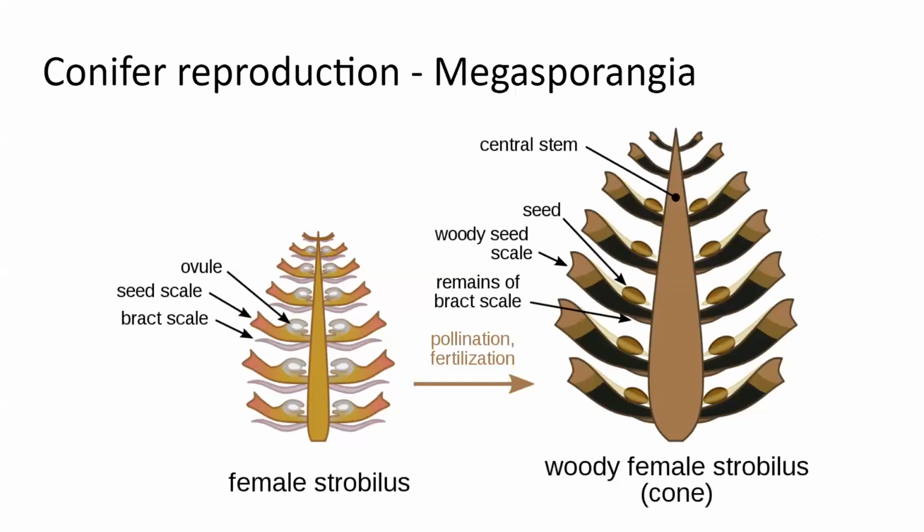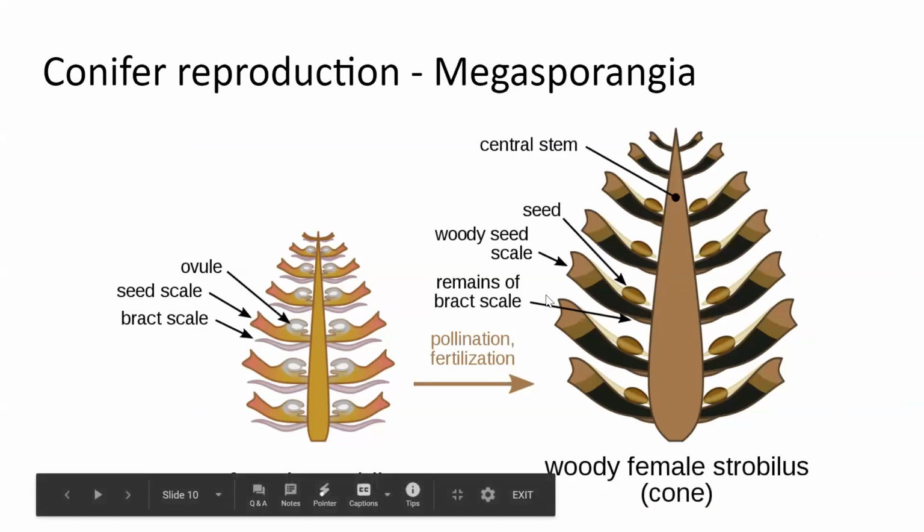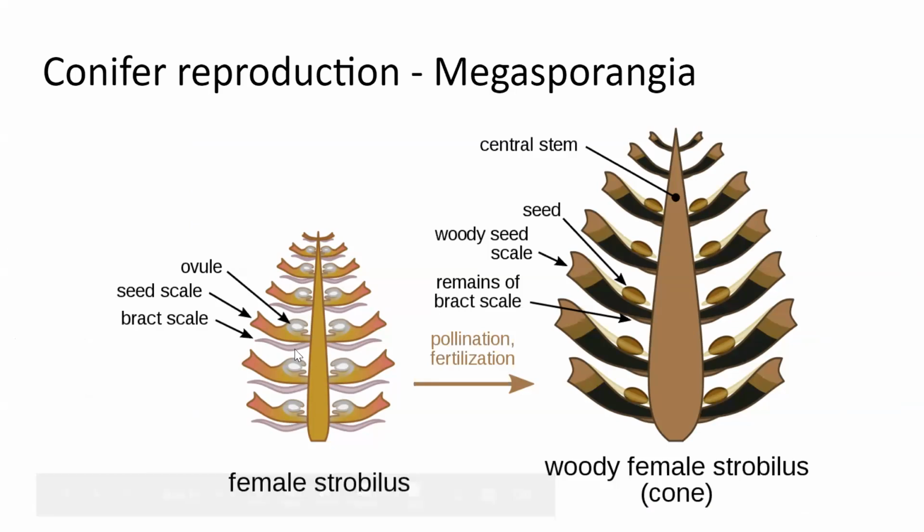If we look at the female cones or the Megasporangia, we have the female strobilus here on the left, and this is what it looks like before pollination and fertilization, where you have the seed scales, right? And then there's bract scales that are below it. So little leafy tissue just below underneath those seed scales. And then you have the ovule, right? Which is the unfertilized haploid seed.